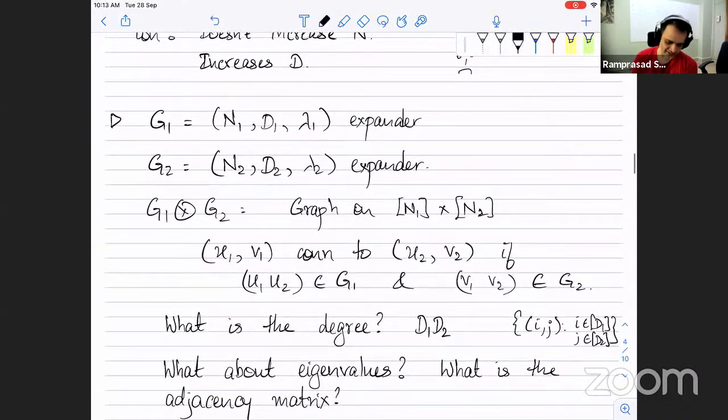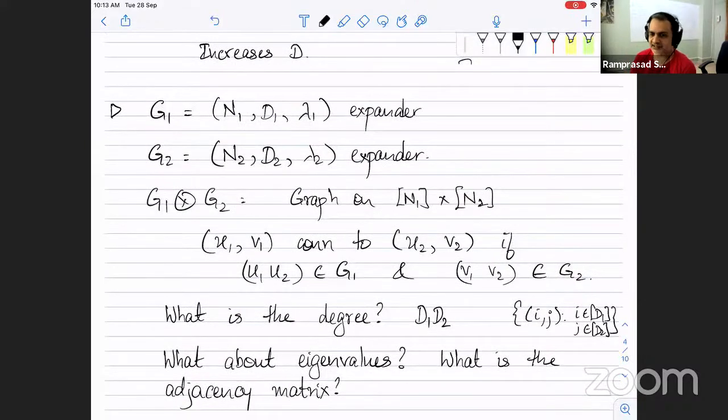And the most important thing to try and understand is, what about the eigenvalues? What happens to the eigenvalues? Something that I just ignored is that the number of vertices is now N1 N2.